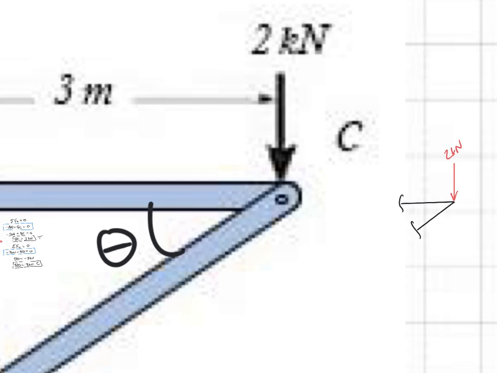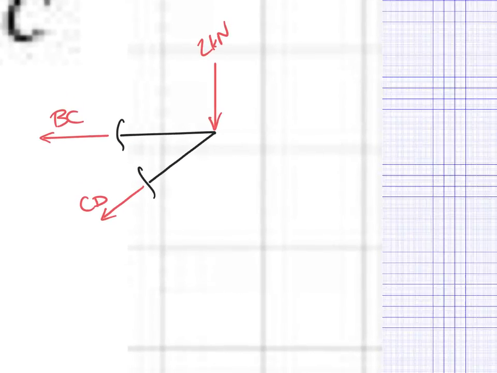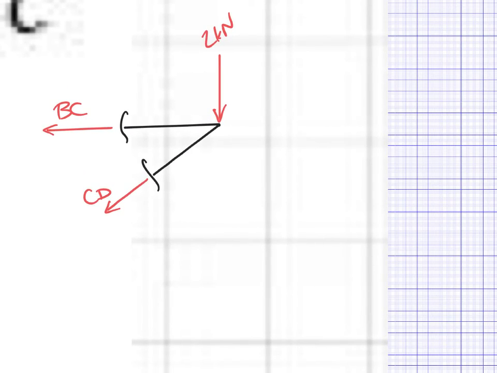Okay, and you know, I like to draw things in tension. You don't have to, but I do. Or at least I like to draw unknowns in tension. Okay, and so this is going to be BC, and this will be CD. Okay, so here's my joint. I'm going to go off on the side, and this is the angle theta.